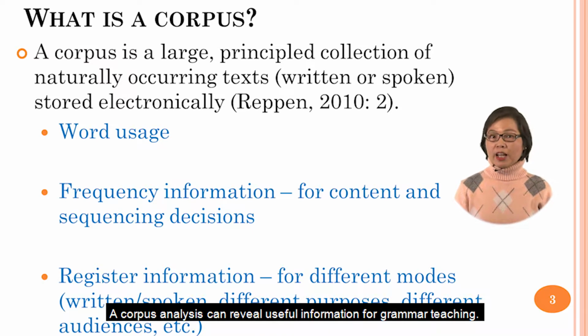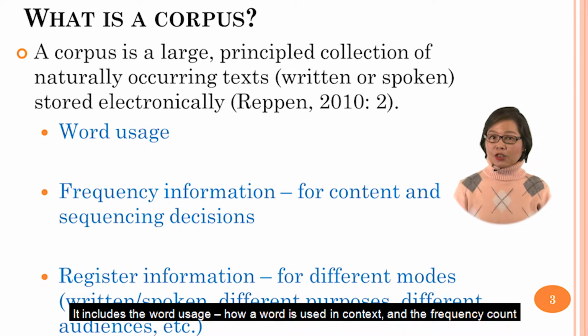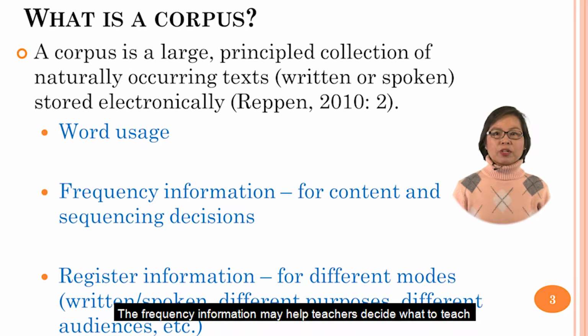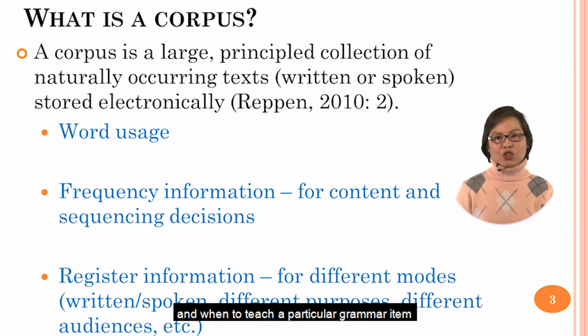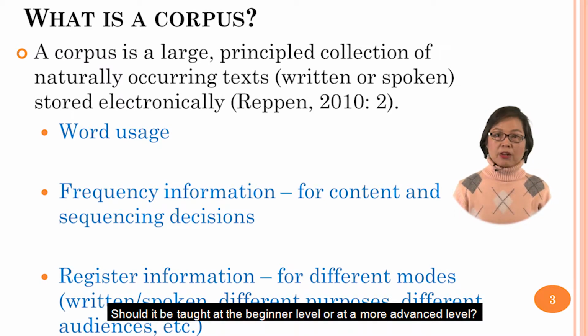A corpus analysis can reveal useful information for grammar teaching. It includes the word usage, that is, how a word is used in context, and the frequency count, that is, how frequent a word appears. The frequency information may help teachers decide what to teach and when to teach a particular grammar item. Should it be taught at the beginner level or at a more advanced level?